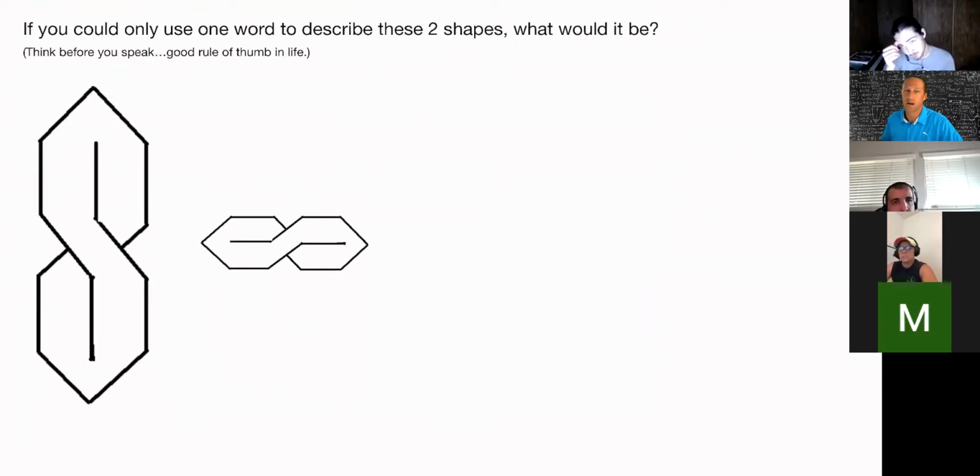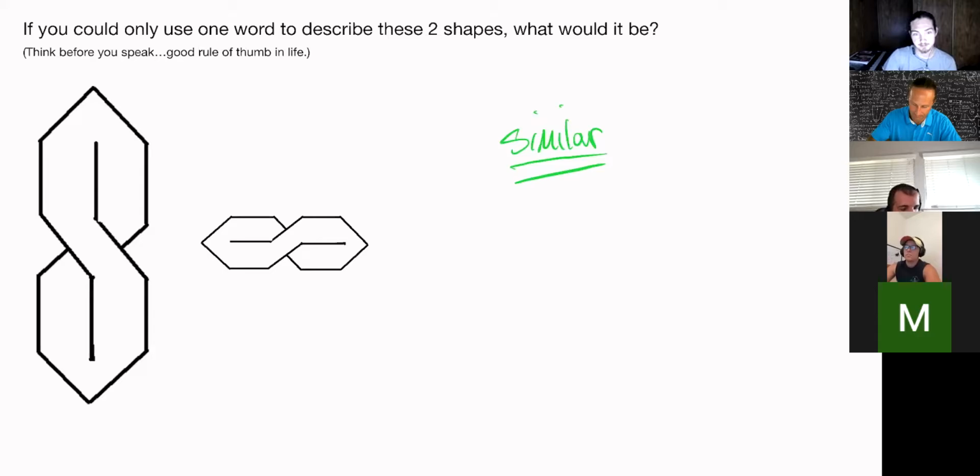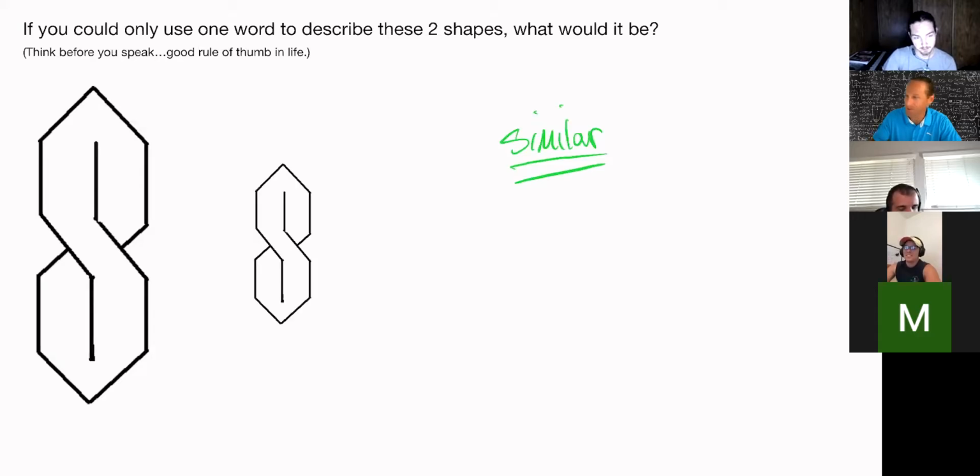So if you could only describe one word with these two shapes, don't say Stussy, all right? What would it be about the two shapes comparatively? Similar? Very good. They are what are called similar. They look very similar. But what's true about one versus the other? One's bigger than the other. Very good. How much bigger? 3 times. Sure. Good. We don't know.